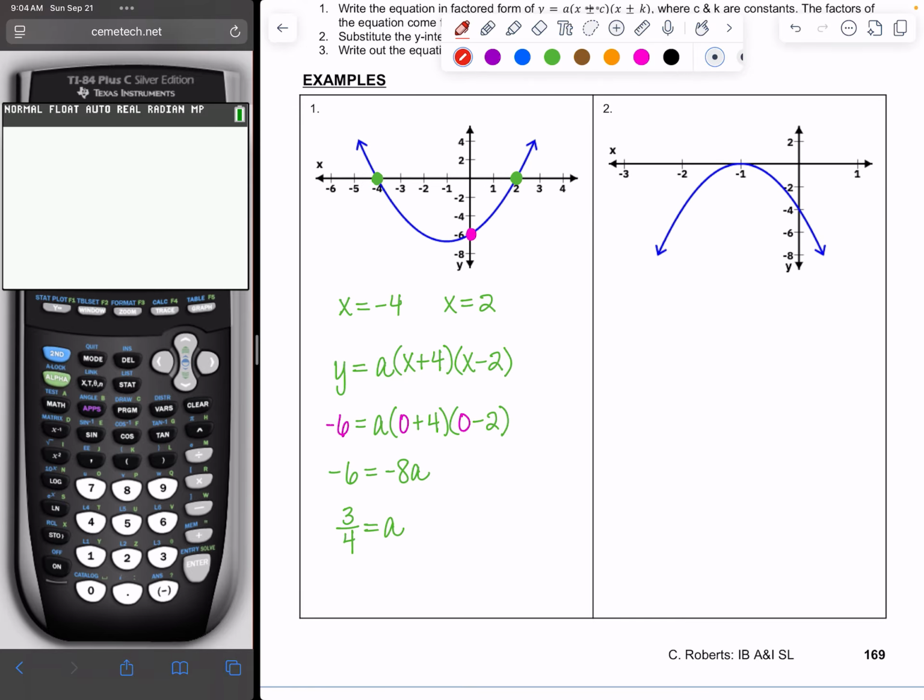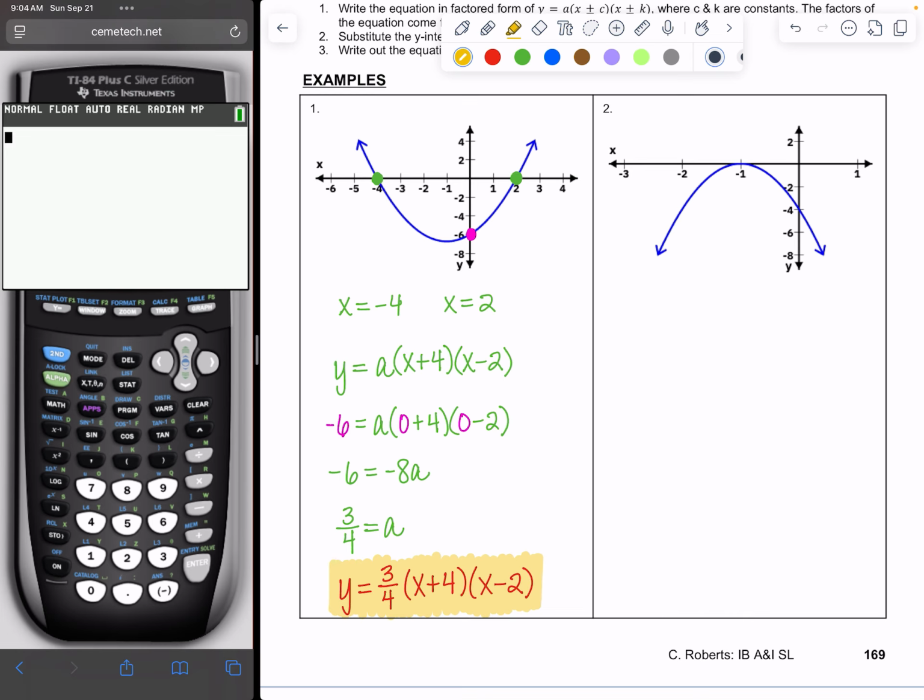Now that I have that, I can write my full equation. It is going to be y equals 3/4 times the factors (x plus 4) times (x minus 2). Now, if you wanted to multiply this out and take it from factored form to standard form, that is also fine. You have to multiply everything and then combine like terms.